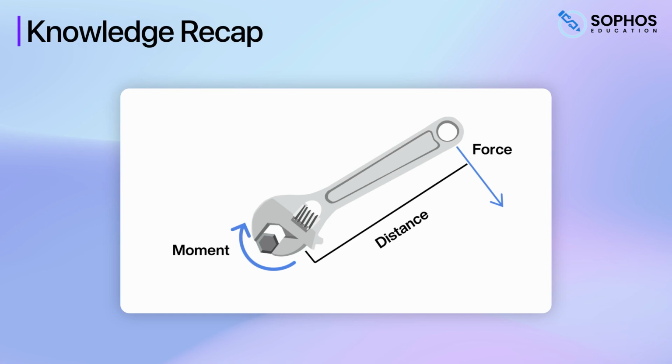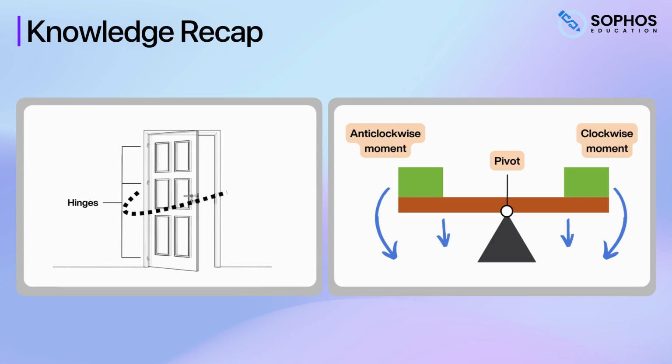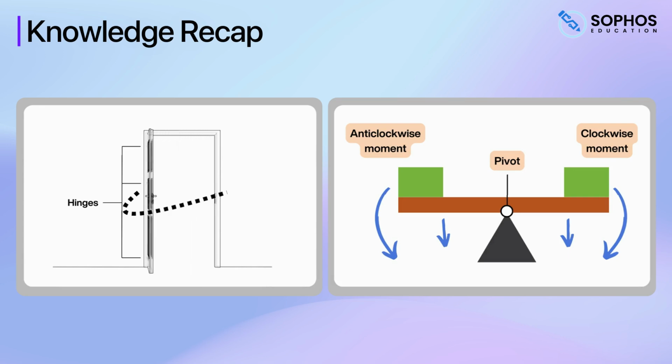So far, you have gained an intuitive understanding of the turning effect of a force. You know that an applied force can cause an object to rotate around a pivot point. And you've seen this in everyday situations like opening doors or using seesaws. Building on this understanding, we can now delve into the mathematical relationship between force, distance, and the resulting moment.